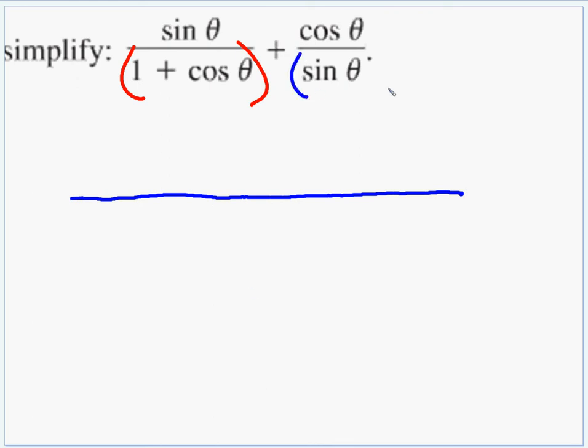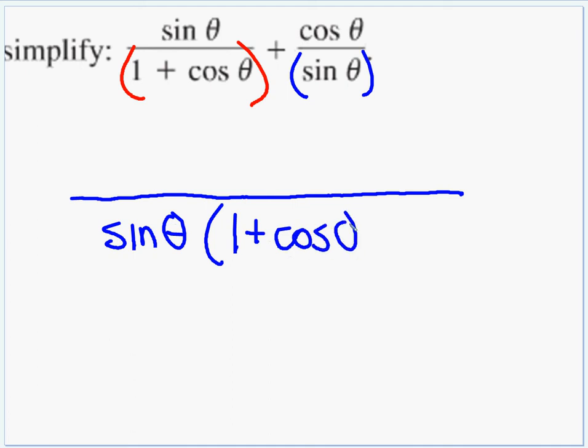And our common denominator will be these two multiplied together. I'm going to write my sine of theta first, and then my quantity 1 plus cos. I encourage you, do not distribute. If we are simplifying, part of simplifying is factoring. If we distribute, we're doing the opposite of factoring, we're doing the opposite of simplifying. So we're going to leave that as two multiplied terms.